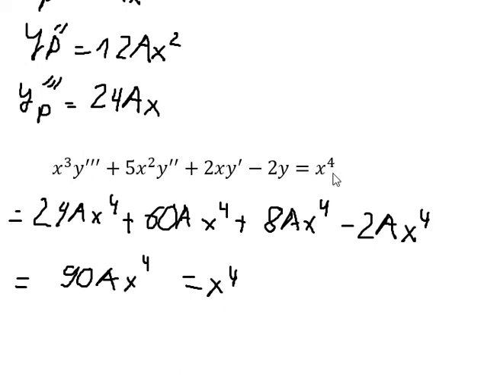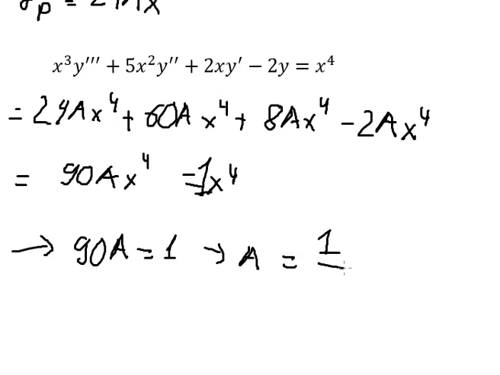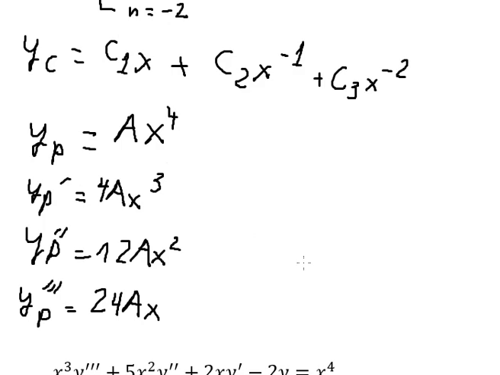That's it from here. So that means this one is coefficient 1. So we have 90A equals 1. Later we divide both sides by 90. So we put 1 over 90 go in here.